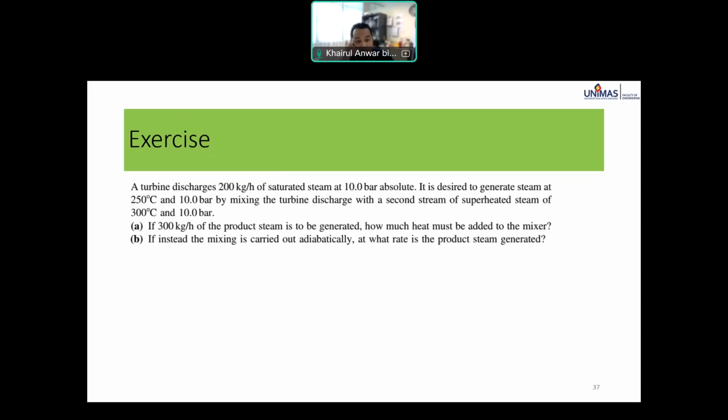For part B, if instead the mixing is carried out adiabatically, at what rate is the product steam generated? So you need to understand what adiabatic means.